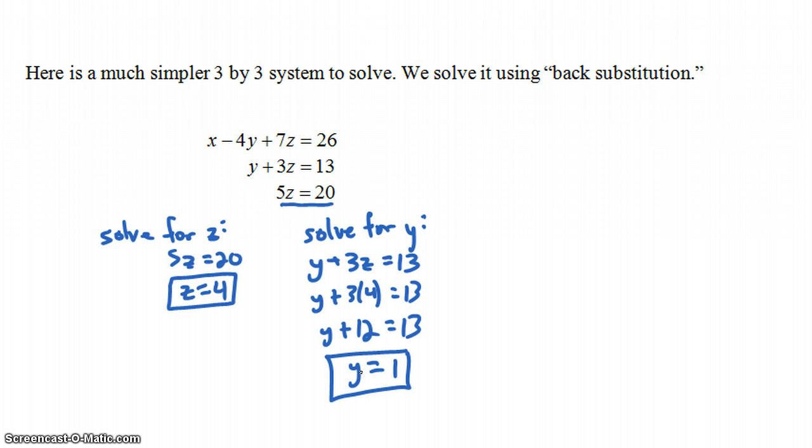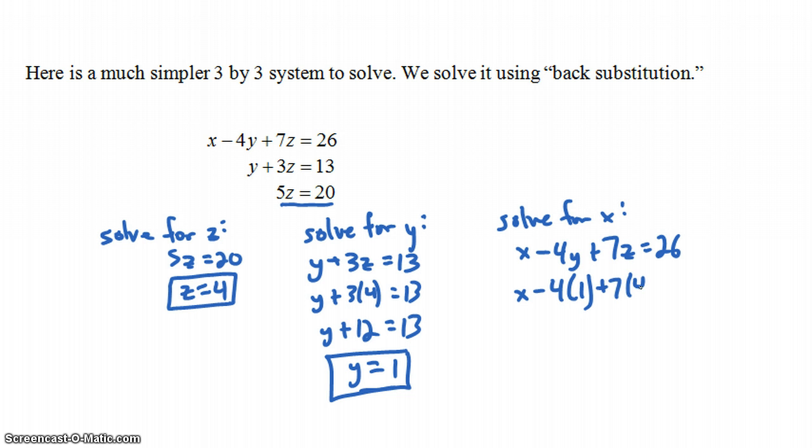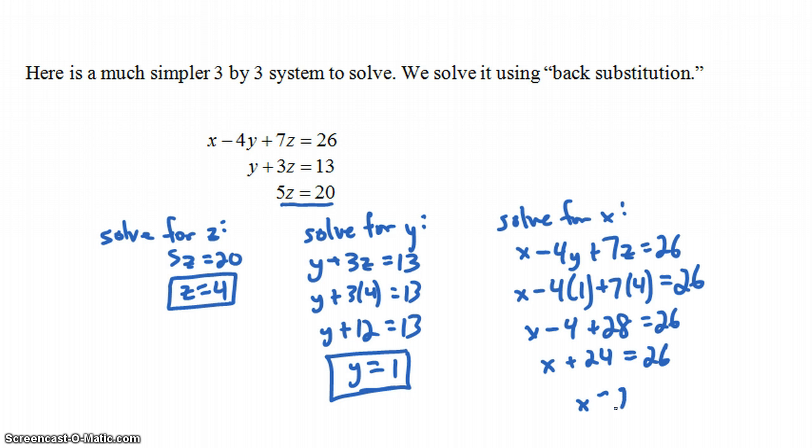We found z is 4 and y is 1. How do we find x? Well, again, we substitute back into the first equation. We have our z value and our y value. Now we try to solve for x. So we have x minus 4y plus 7z is equal to 26. We have x minus 4 times 1, because that's what y is, plus 7 times 4, because that's what z is, equals 26. So you have x minus 4 plus 28 is equal to 26. So you have really x plus 24 is equal to 26, because minus 4 plus 28 is 24. And so x ends up being 2.